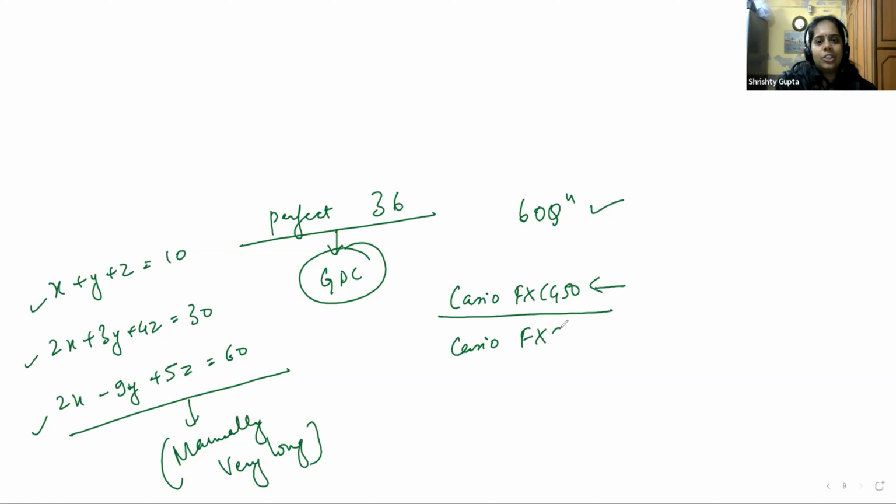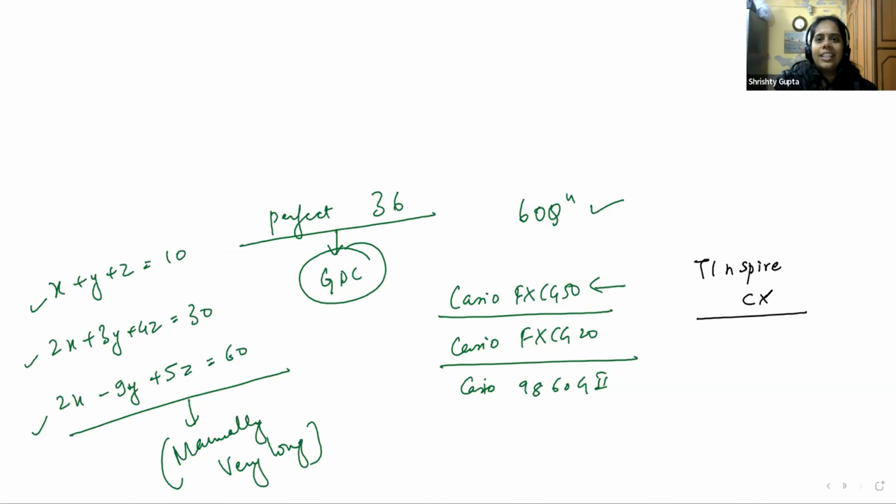Second is your Casio FXCG20. The third is your Casio 9860G2 version. You can also use TI instruments. You can use the TI Nspire CX model, and it can be either CX1 or CX2. Both models will be absolutely fine.